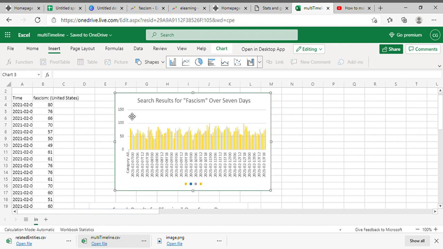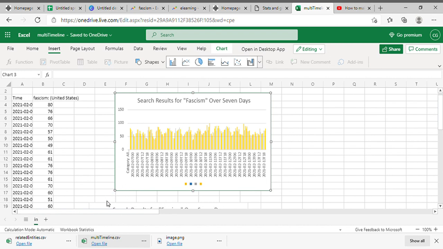For this assignment, I'll be going over my graphs. I chose the question of how many search results for fascism were done over a period of 7 days. I chose 7 days because it would be a smaller data set and easier for me to analyze. I found this set online and just uploaded it into Excel.